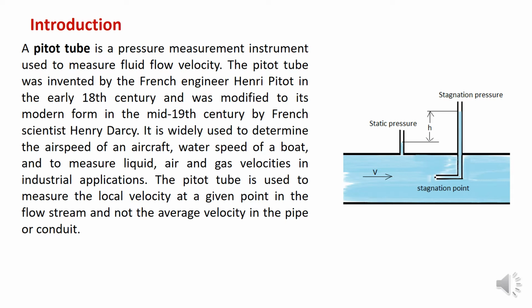It is widely used to determine the airspeed of an aircraft, the water speed of a boat, and to measure liquid, air, and gas velocities in industrial applications. The pitot tube is used to measure the local velocity at a given point in the flow stream and not the average velocity in the pipe.